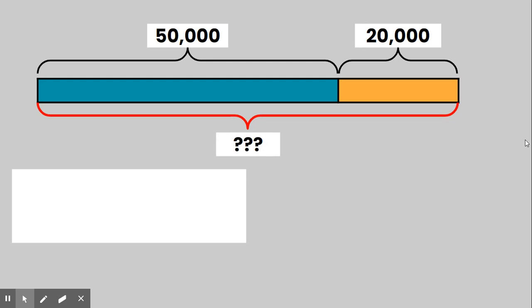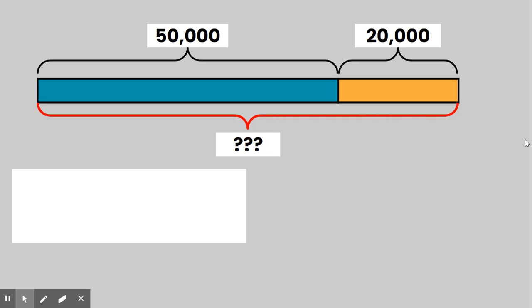A bar model has three parts to it. Here's one part, here's another part, and here's the whole. In this bar model, we see that we have our two parts values. One part has a value of 50,000. The other part has a value of 20,000. However, that red bracket, the whole, we don't have that value. So how could we find out our mystery value?